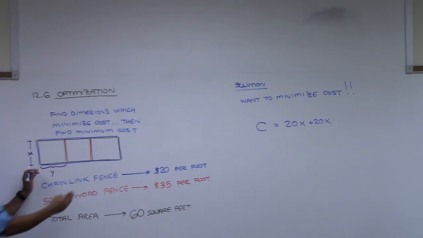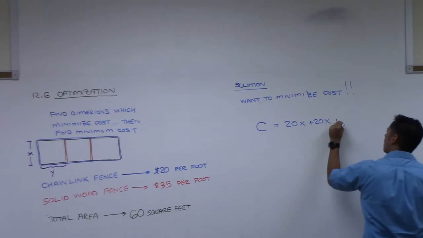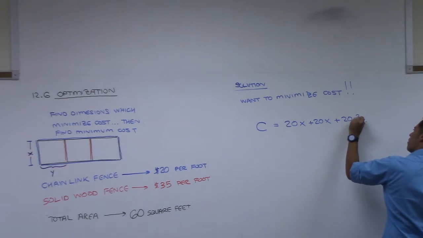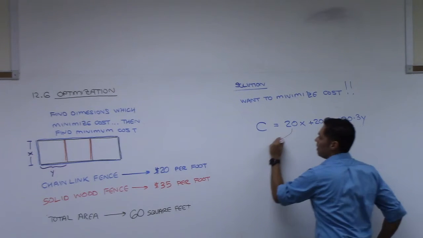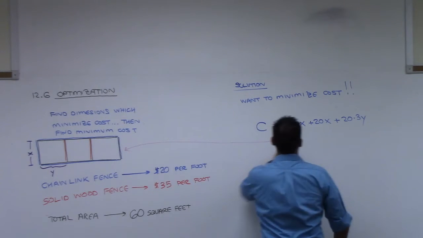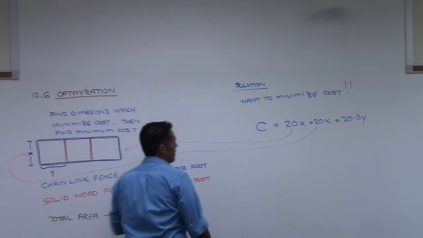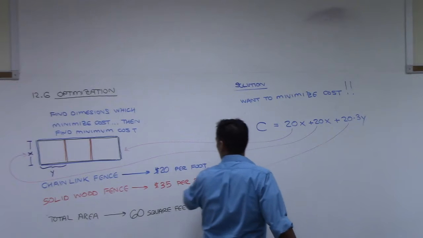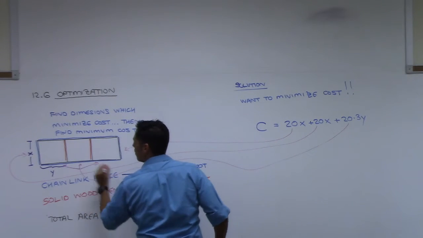How much does it cost me per foot here? 20. So watch me how I write this. Plus 20 times 3y. Maybe what I'll do is I'll draw some little arrows. This 20x is coming from there. This 20x is coming from here. And then this 20 times 3y is coming from there, there, there. Does that make sense?